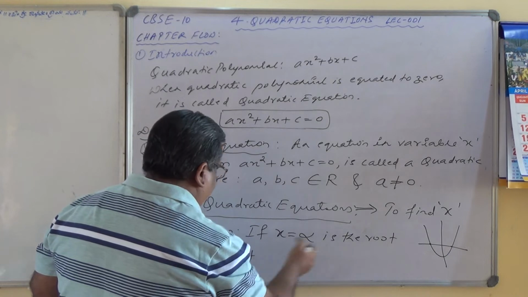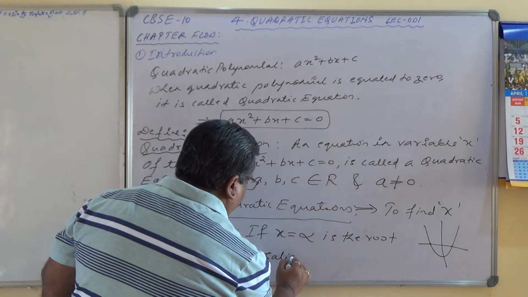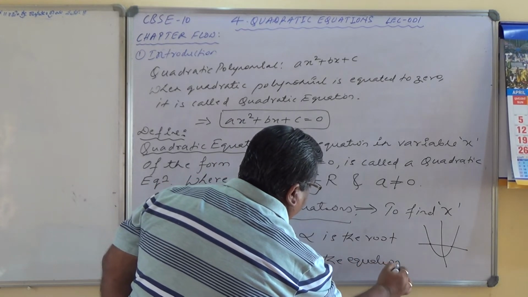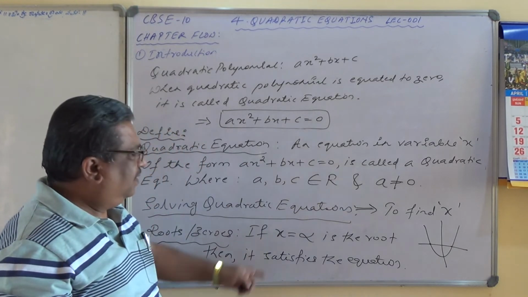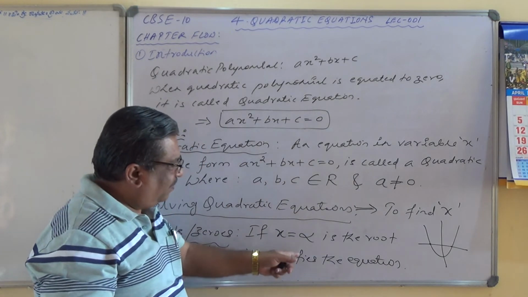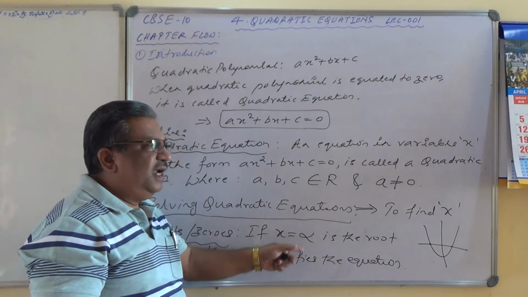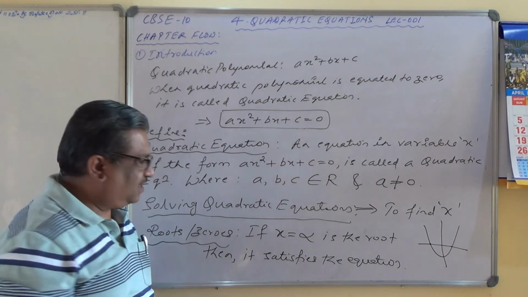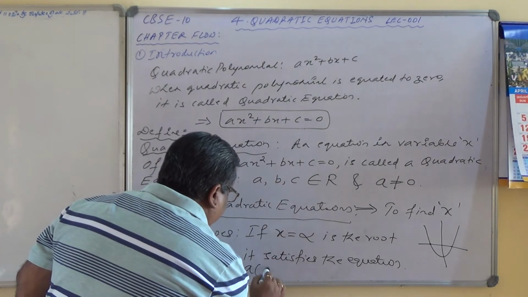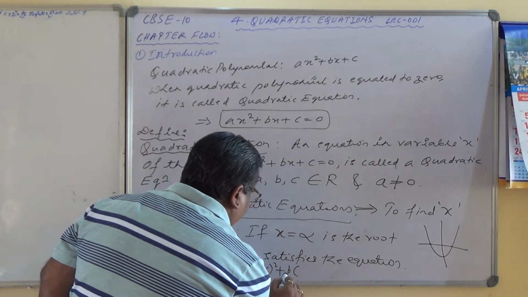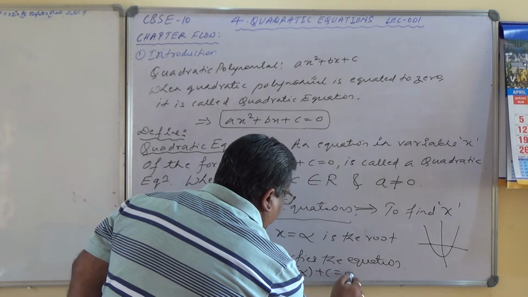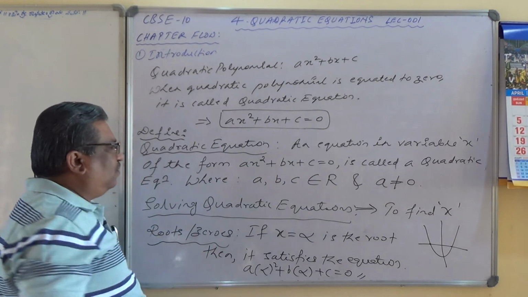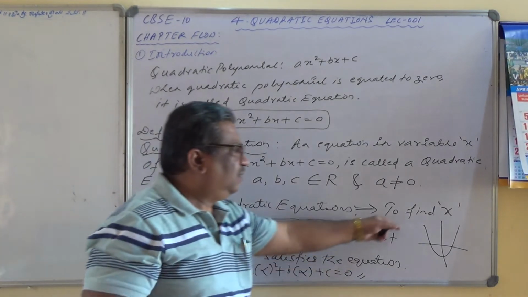If x equals alpha is the root, then it satisfies the equation. Meaning, if I put the value of alpha as x in the quadratic equation, it will satisfy the equation. Meaning, LHS will become equal to the RHS. Here, a alpha square plus b alpha plus c equals 0. LHS will become equal to RHS, which is 0 basically. So these are the roots and zeros, and basically we are going to find those values of x.